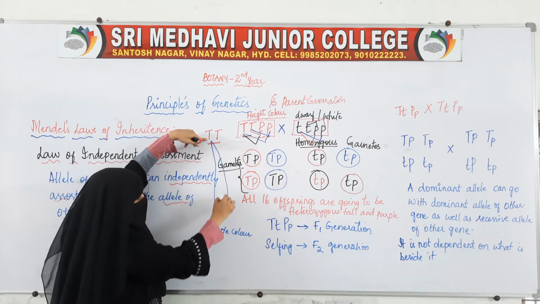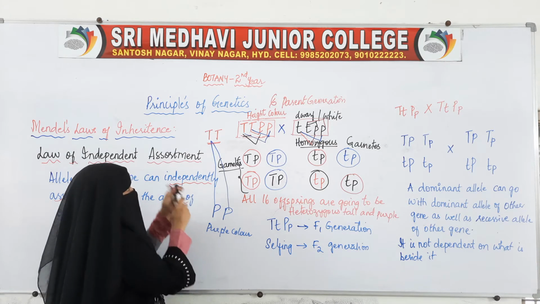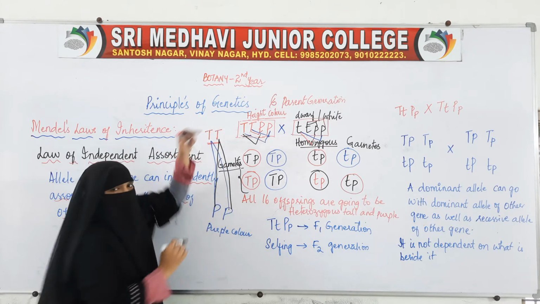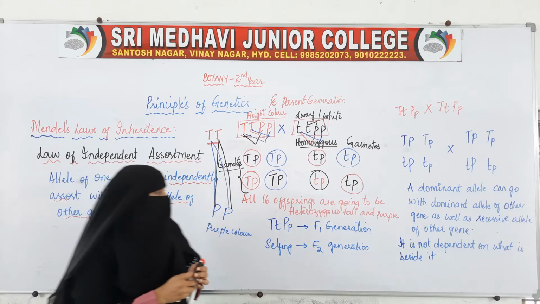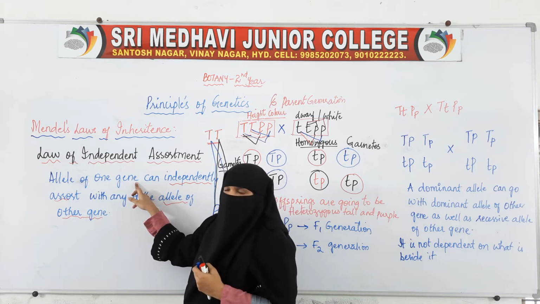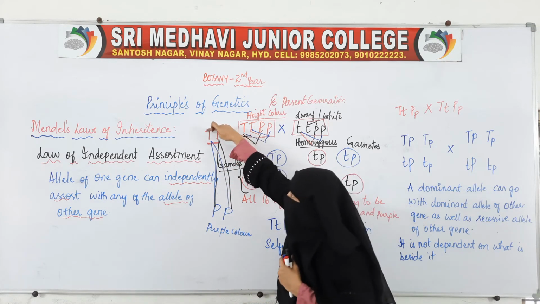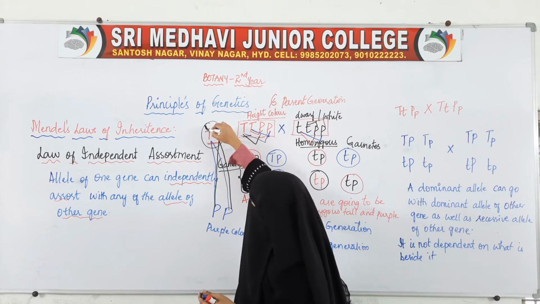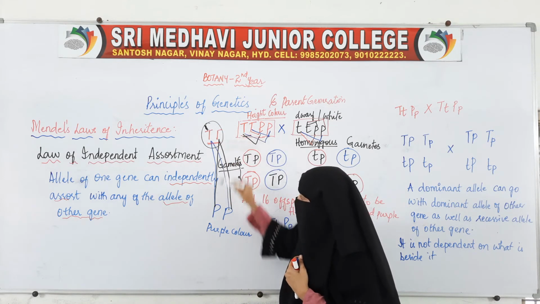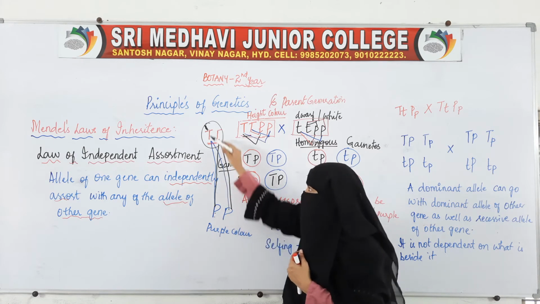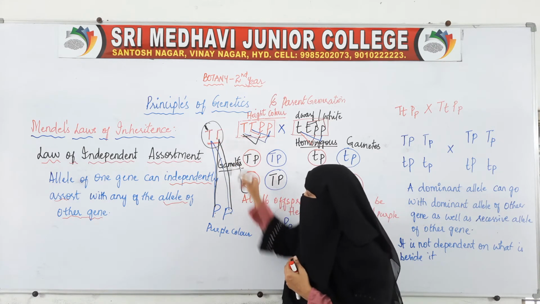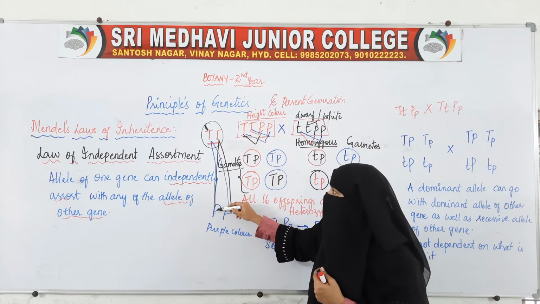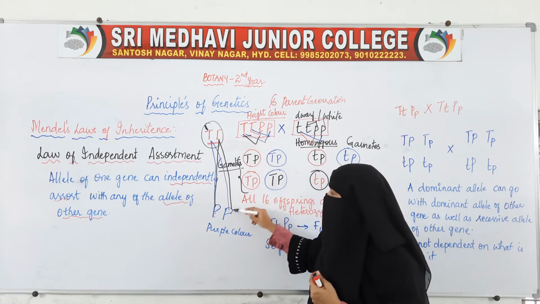This T can go and form with this P also. Coming to this T, this allele can assort itself with this also. So what is being said is, this is one gene, so one allele of this gene can assort or group itself with this as well as this. If it assorts itself with this one, this will get, and if it assorts itself with this one, this will get.